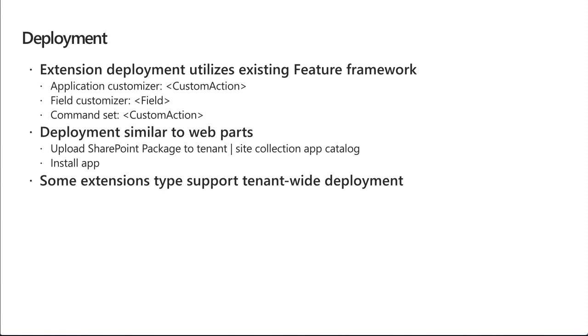For a field customizer, the way that this is going to work is you're going to have to create a custom site column. You're going to do that declaratively using the field schema from the feature framework schema. And that is also where you're going to specify the unique ID of the client-side component that you've created so that SharePoint knows what script file it should be loading to render it out.